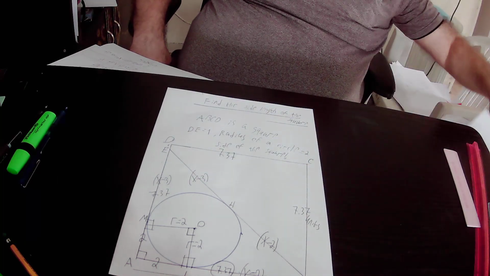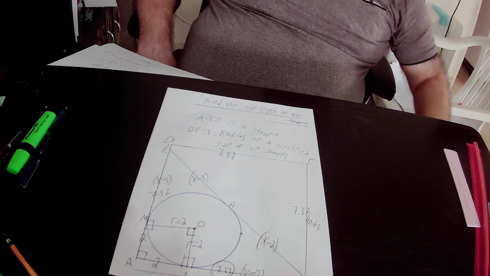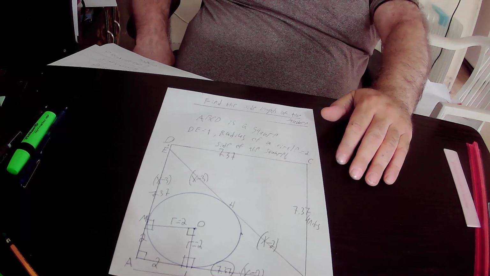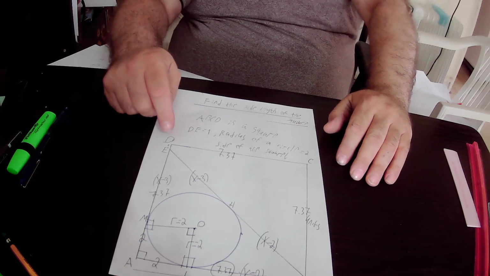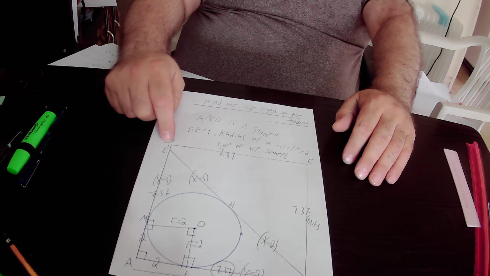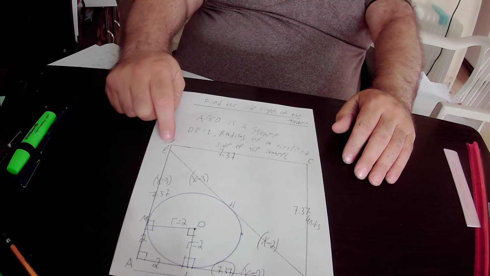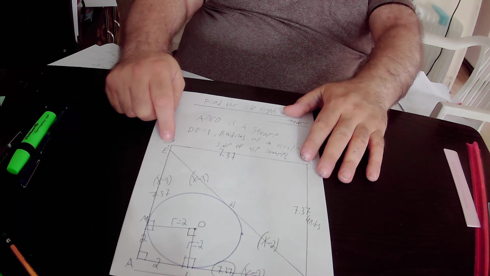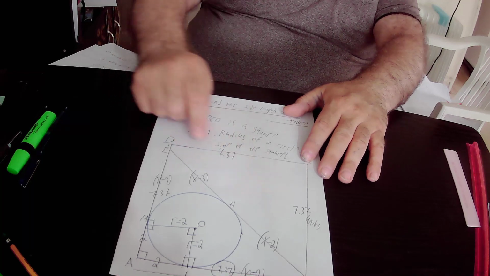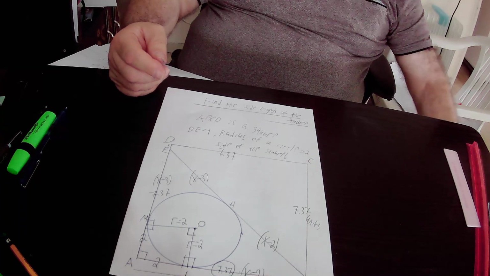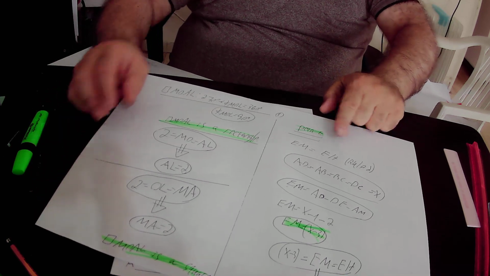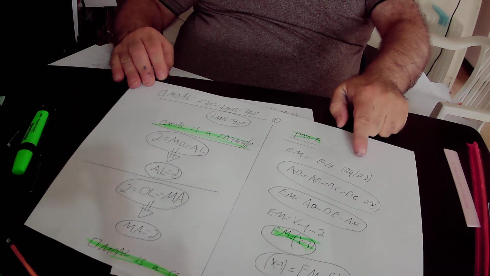Then we use rule number 2. According to rule number 2, the lengths of 2 tangents from a common external point to a circle are equal. So we focus on the common external point E. From the common external point E, we have 2 tangents to this circle. The first tangent is tangent EM, and the second tangent is tangent EH. According to rule number 2, the lengths of those 2 tangents must be equal to each other. That is to say, EM equals EH.